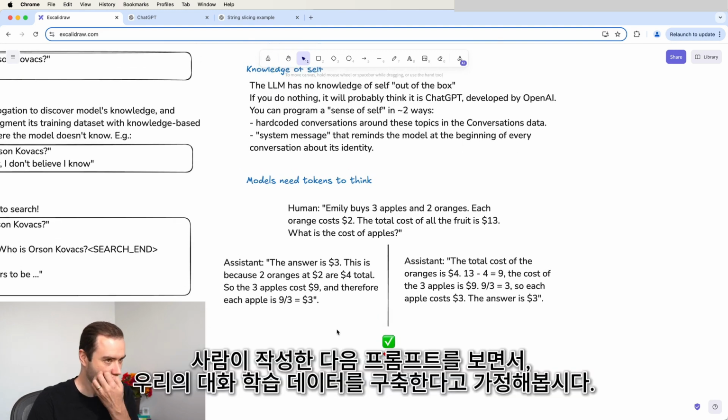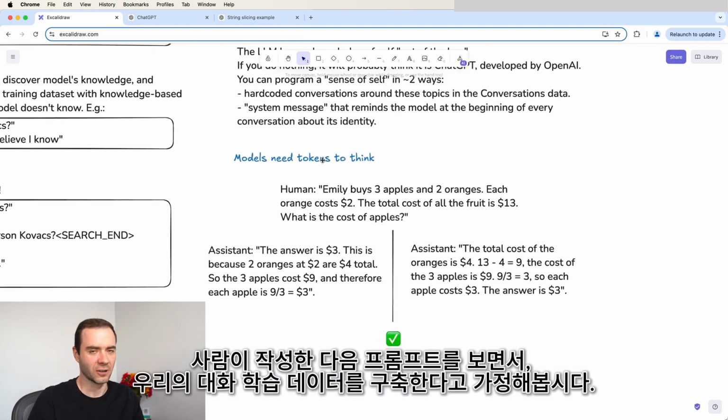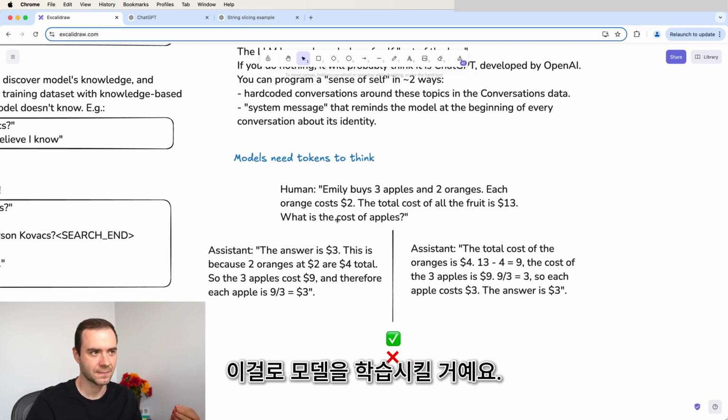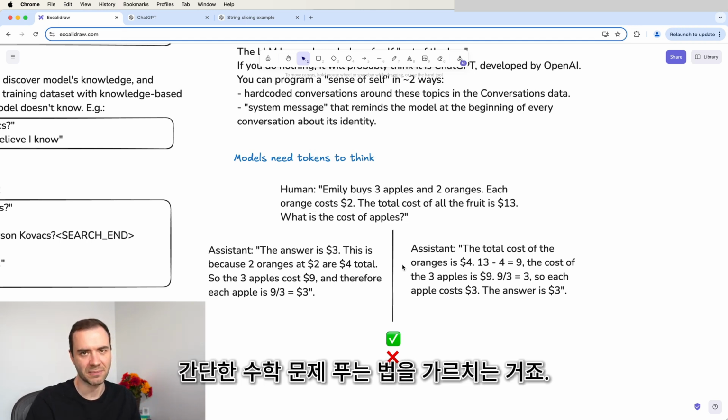So consider the following prompt from a human. Suppose that we are building out a conversation to enter into our training set of conversations. We're going to train the model on this. We're teaching it how to solve simple math problems.